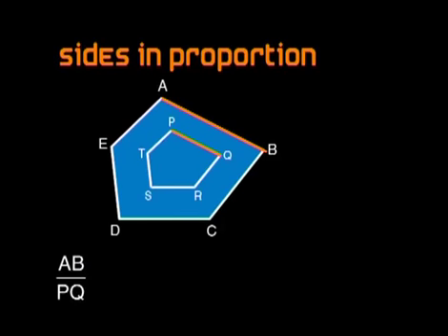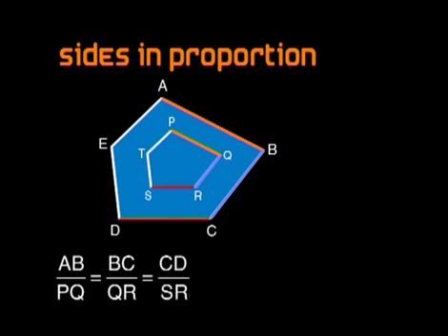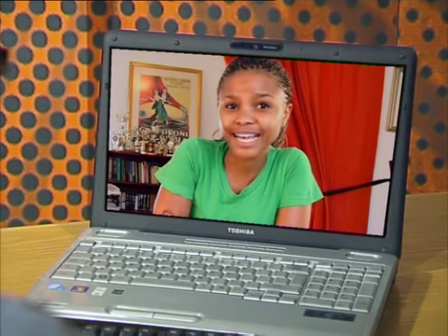So AB divided by PQ equals BC divided by QR. These in turn are equal to CD divided by SR and equal to ED divided by TS. And these are also equal to AE divided by PT. So in this example, the corresponding angles are equal and the corresponding sides are in proportion. So we can say that the shapes are similar.